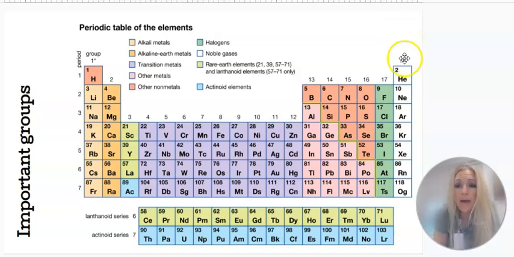And that kind of impacts how reactive an element is. And these guys have a full valence, so they don't really tend to bond at all. And so you tend to find them just kind of on their own in nature most of the time.